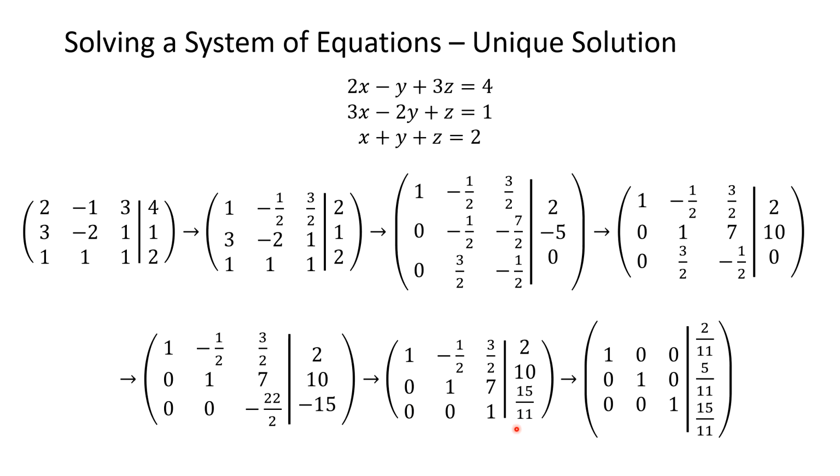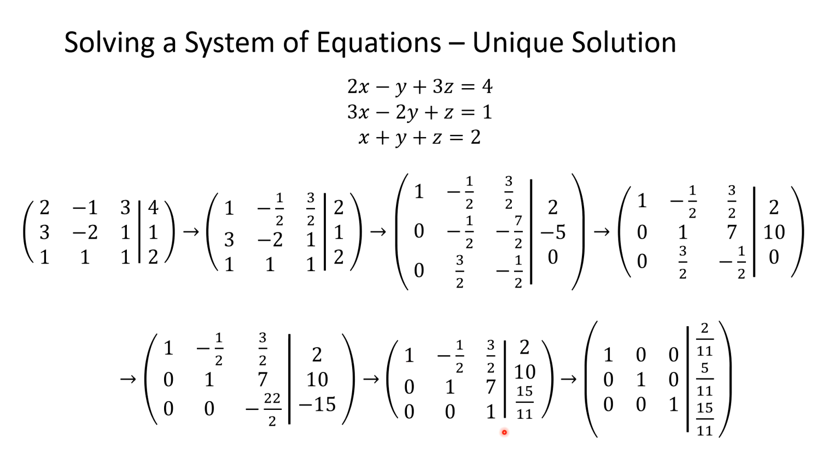Then from here we can go either way. One way is to take, we already know what the value of z is now. It's 15 over 11. So we can plug it into the reduced second equation, which is y plus 7z equals 10. Plug in 15 over 11 for z here, and then solve for y. And then plug in z and y into this first equation and solve for x.